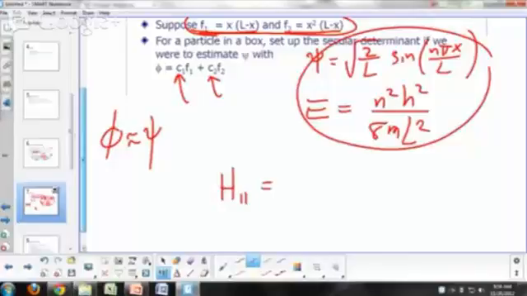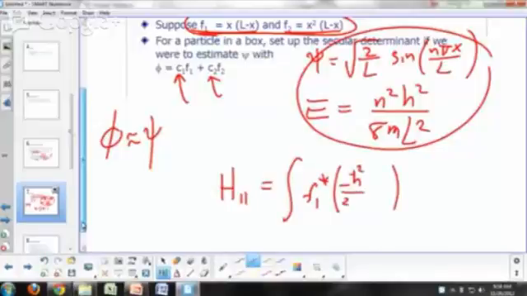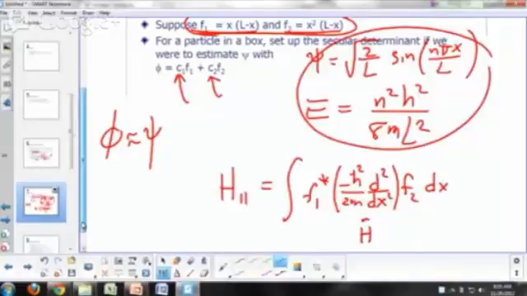H11 would be what? Integral of F1 star h hat. What is h hat for a particle in a box? Negative h bar squared over 2m, second derivative with respect to x. So that's your h hat, right? And it would apply on F2 dx. So what you need to do is substitute your F2 here, which is going to be x squared times (L minus x).